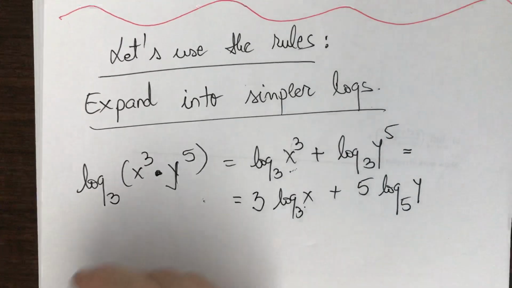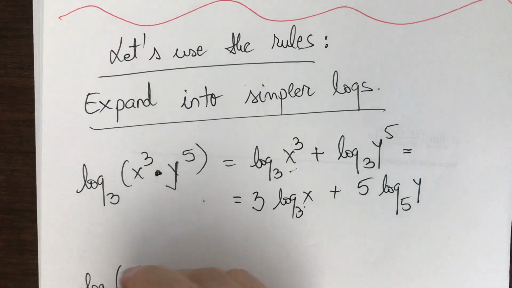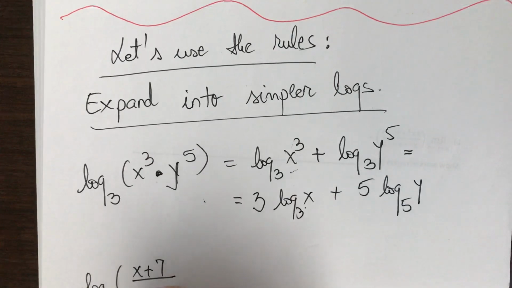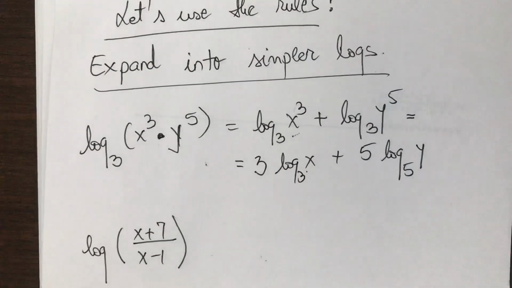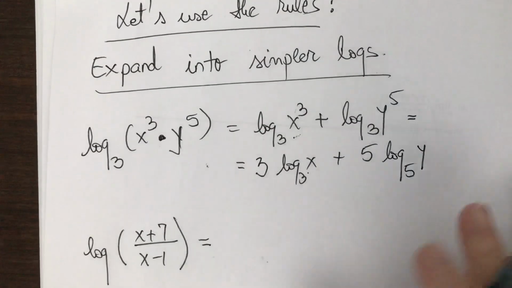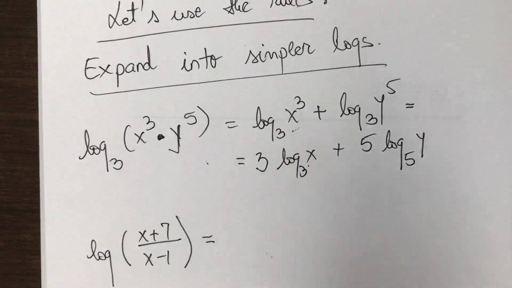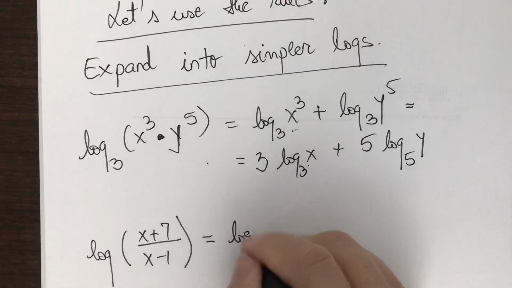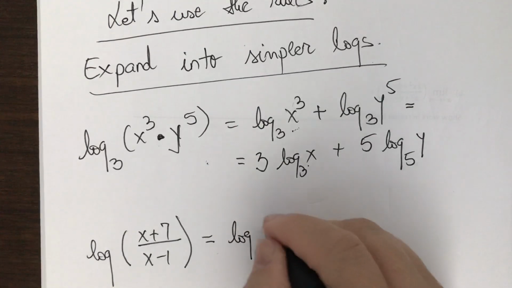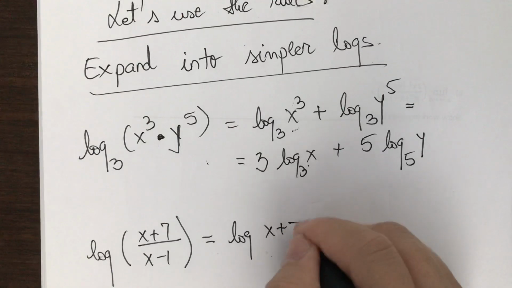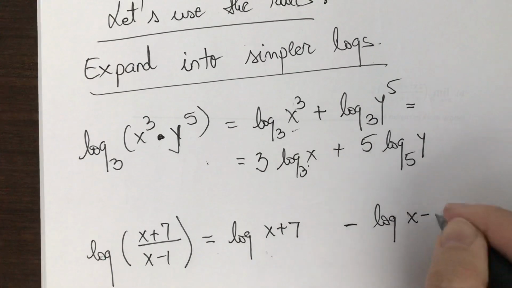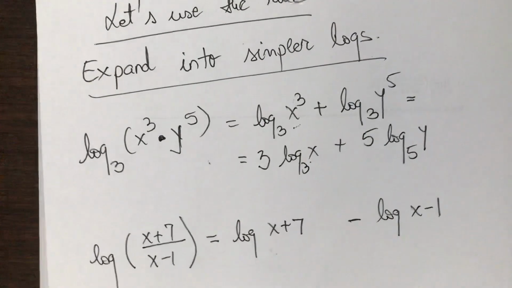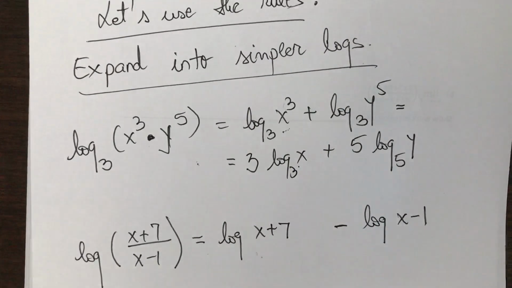All right, let's try another one. Log, common log, by the way, if I didn't put any base on it, that always means a base of 10. Common log of x plus 7 over x minus 1. Well, the second rule says that's the log of the top minus the log of the bottom. And already I did something wrong, obviously on purpose here for you.